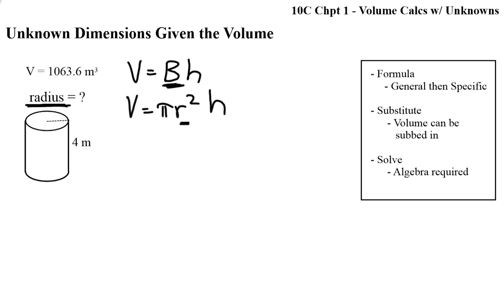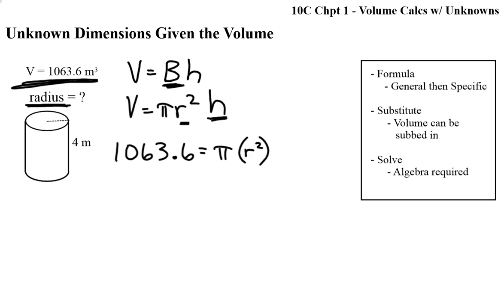I want to substitute in though. There's our volume. If we have an unknown dimension, we have to have the volume given to us. Pi times r squared, because we don't know r, and times the height of the prism, which we can see is 4. Now this one's a little trickier for a couple reasons.